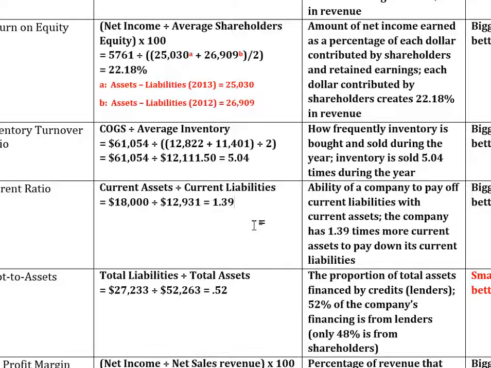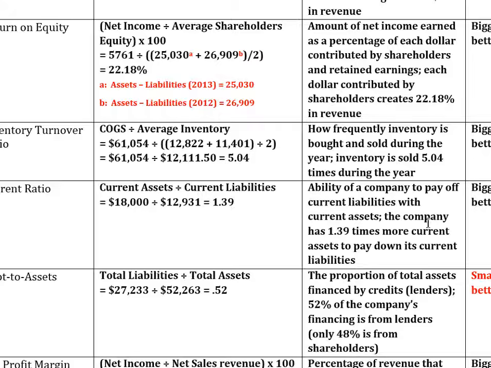Now, how do I interpret that number? Well, first of all, the current ratio measures the company's ability to pay off its current liabilities using its current assets. So, if you had more current liabilities than you did assets, you wouldn't have enough assets to pay those current liabilities, and this ratio would be less than 1. In your case, you have more than sufficient current assets to pay your current liabilities. You got $18,000 in current assets and you only have $12,931 in current liabilities. So your current ratio is 1.39.